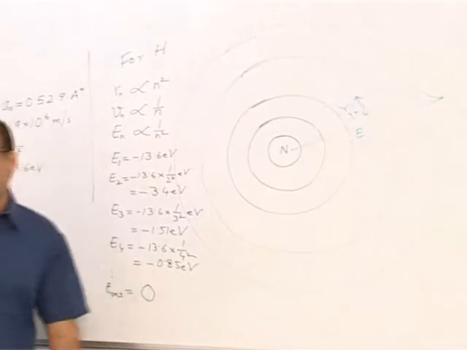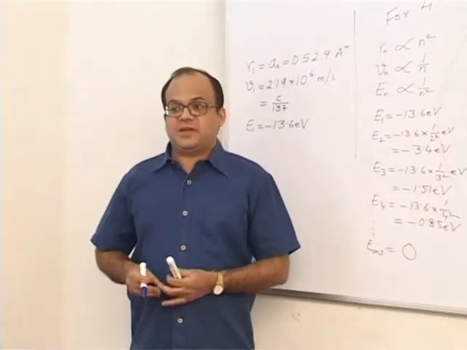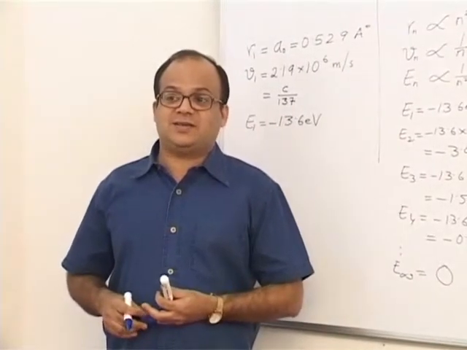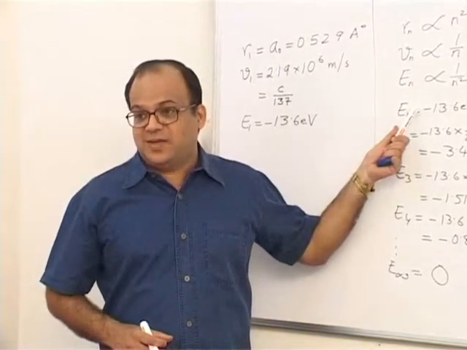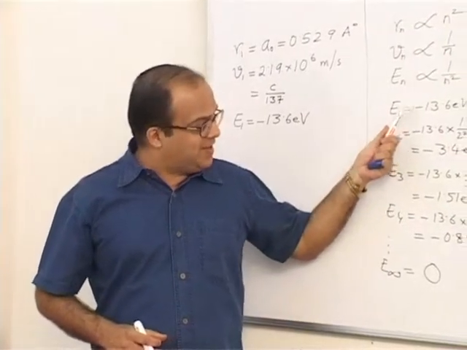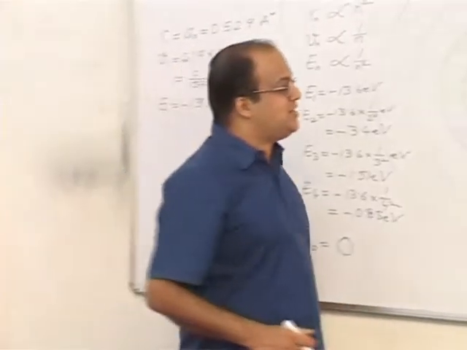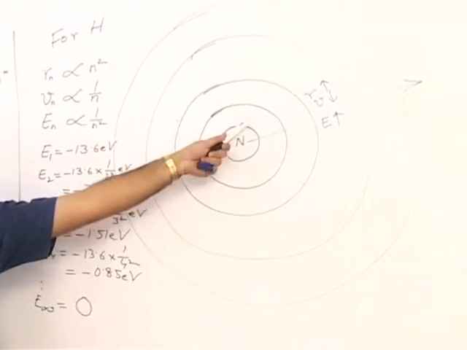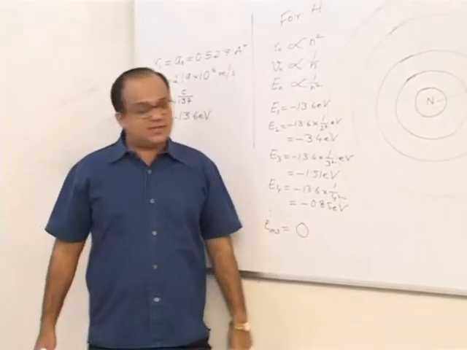What about the total energy? Does it increase or decrease? Total energy increases because it has a minus sign. So minus 13.6 is lesser than minus 3.4. So total energy increases; at infinity it is 0, but here it is minus 13.6. So as we go out, total energy increases.